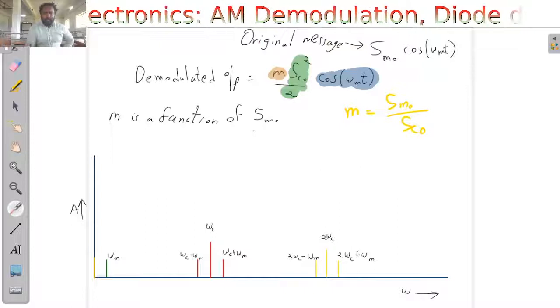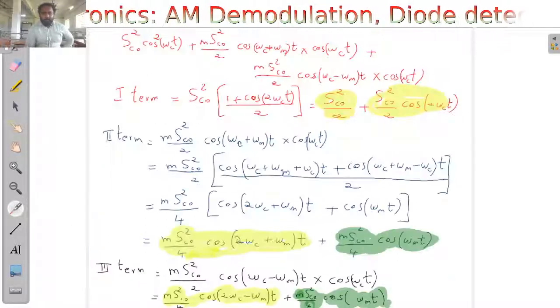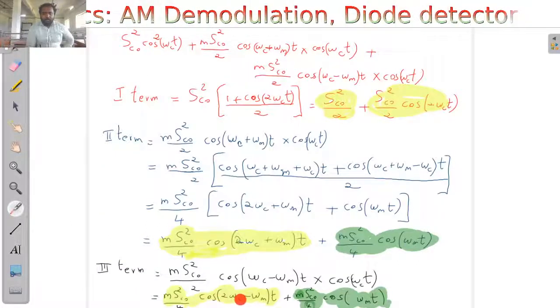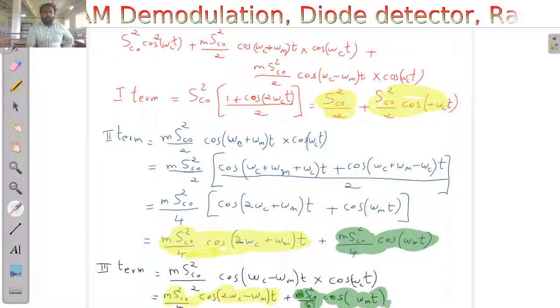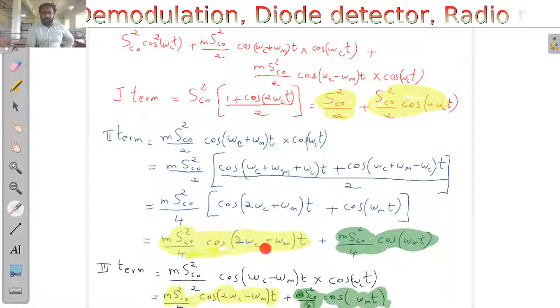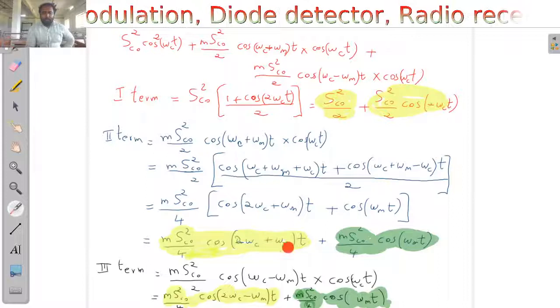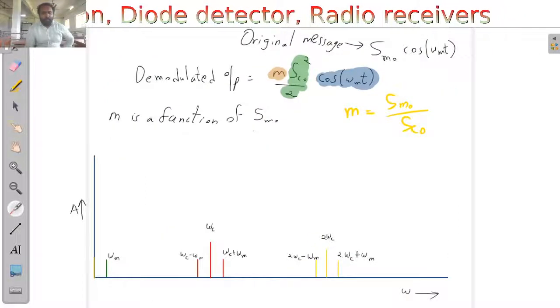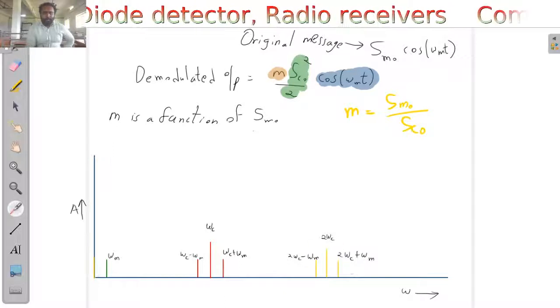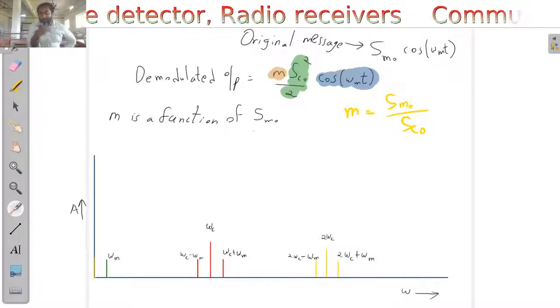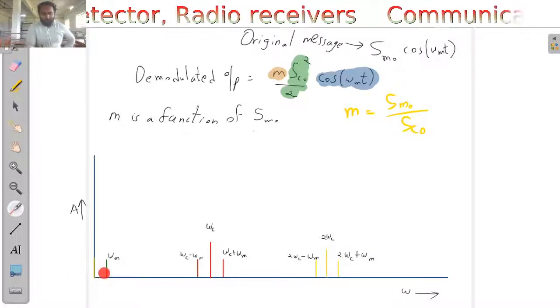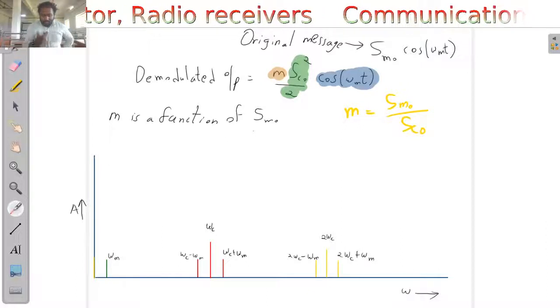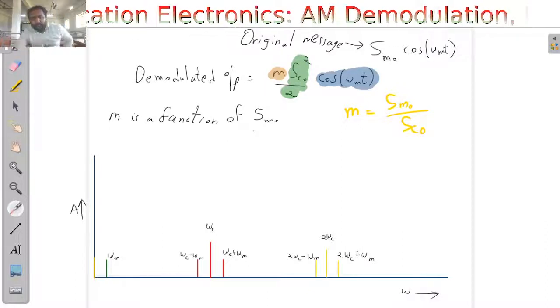This one is the DC signal, this one is the 2 omega c t, and the difference one is this one, 2 omega c minus omega m, and the sum term for the highest thing will be 2 omega c plus omega m. So these higher frequencies are in yellow color. So these yellow colored spectral lines are something we need to filter out, and we only require this green color thing. This is our original message signal.